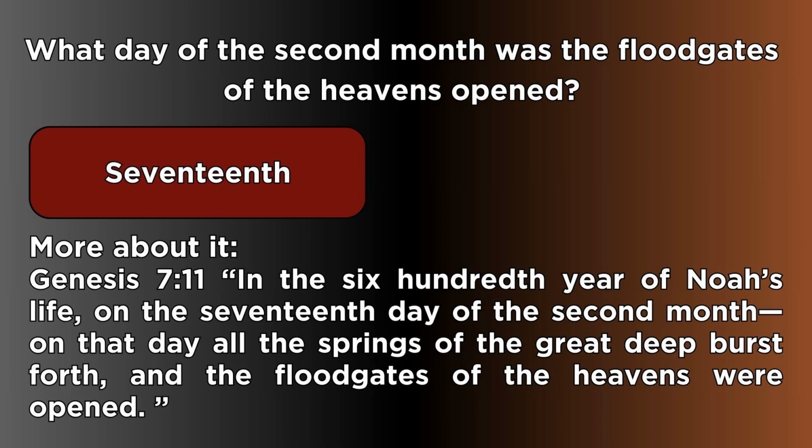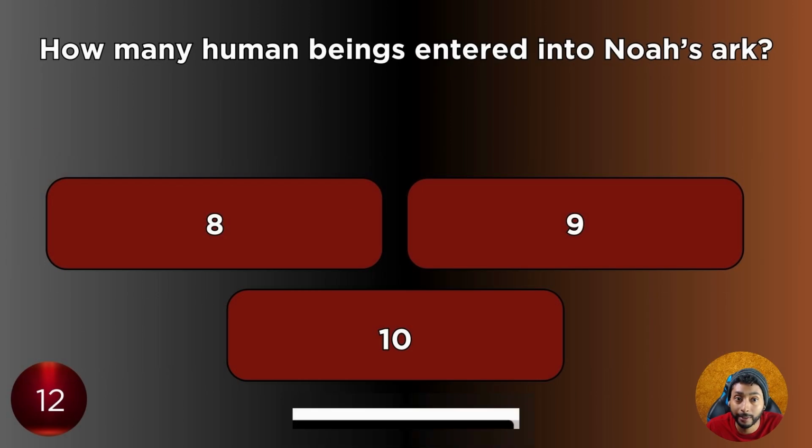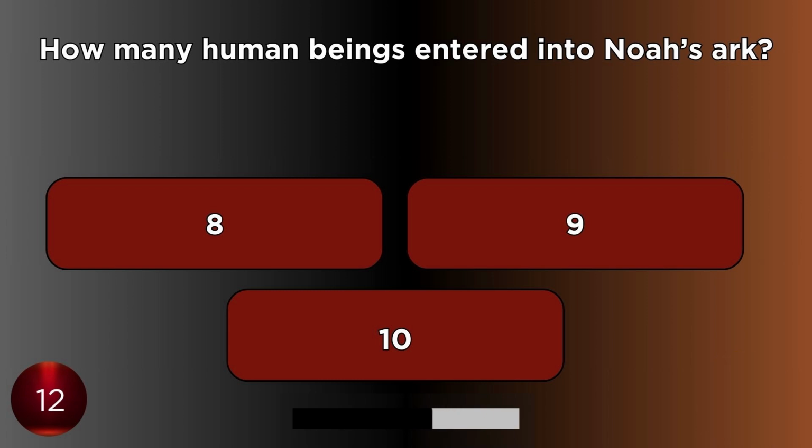17th. Genesis 7:11. In the 600th year of Noah's life, on the 17th day of the second month, on that day all the springs of the great deep burst forth, and the floodgates of the heavens were opened. 12. How many human beings entered into Noah's ark? 8, 9, or 10?